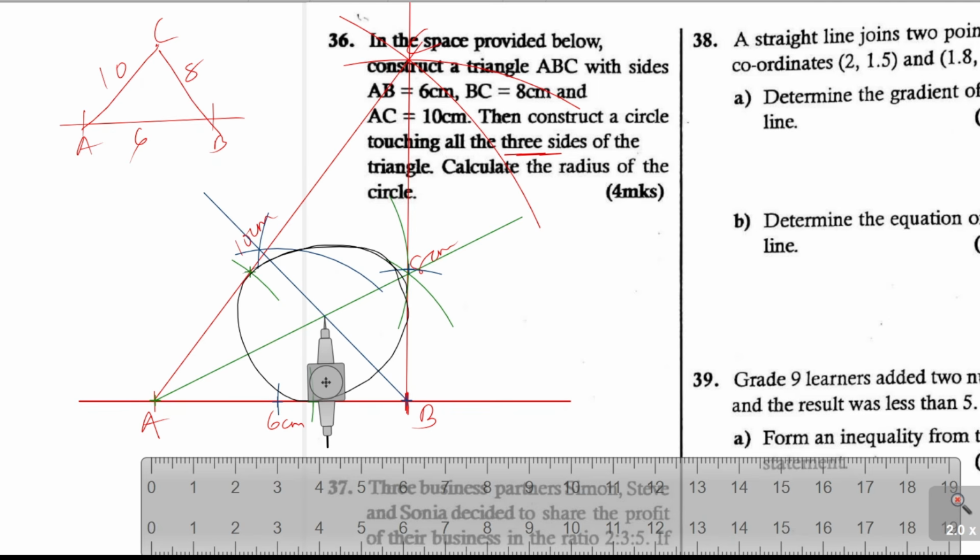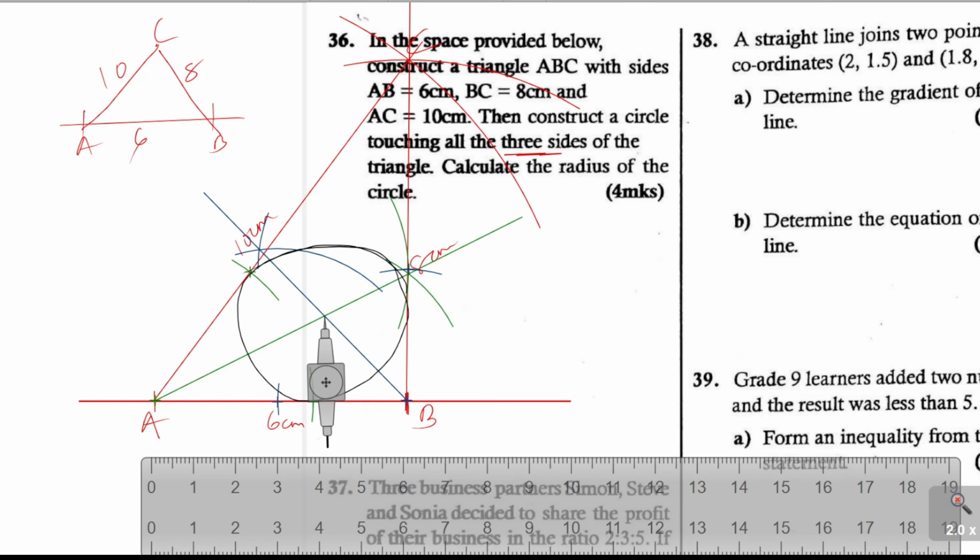If mine was able to stretch up to this point so that the tip could touch this line here, I would simply draw that circle very well. The circle is supposed to touch this side, the other side and this side, the three sides. So that is inscribing a circle. That is basically how you're supposed to do that.